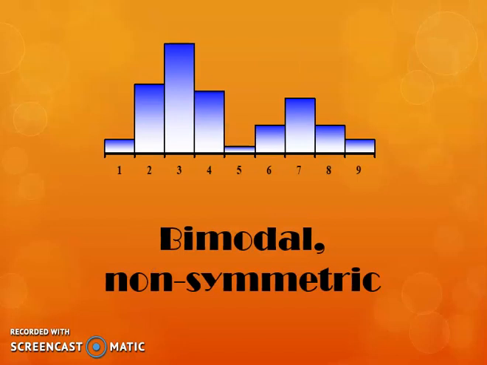Here's a graph that we would also consider to be bimodal, but it's not symmetric. There is a peak in the data at 3, and then there is another peak at 7. So we call this bimodal because there's two peaks, but it's definitely not symmetric.